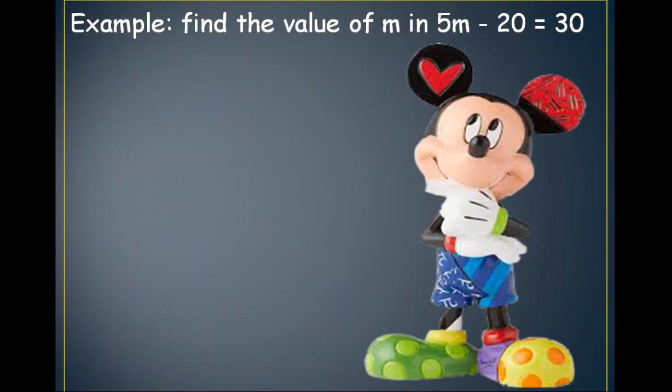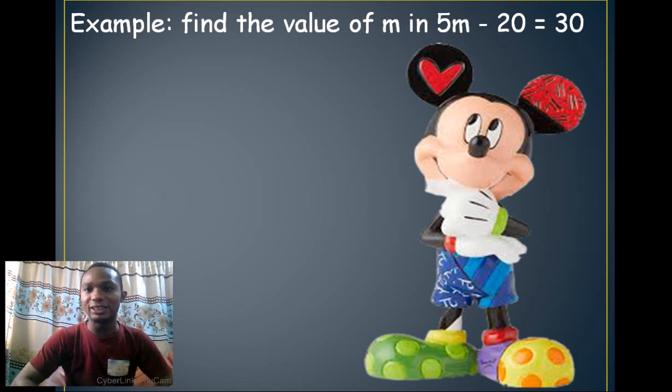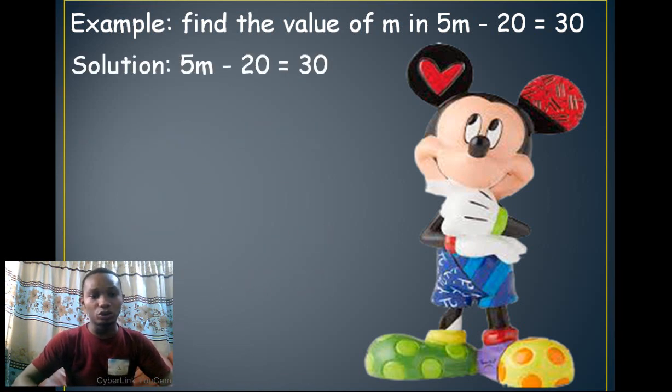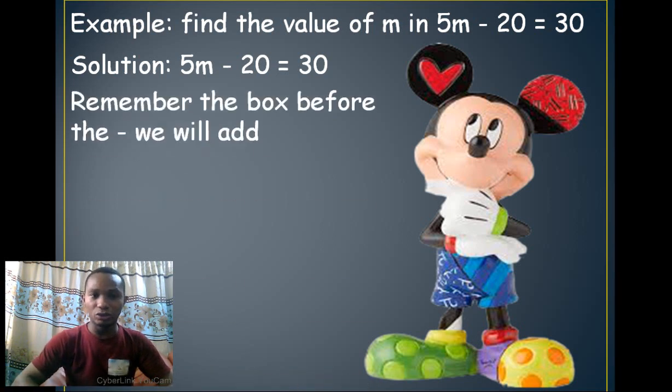Now let's look at another example. Find the value of m in 5m minus 20 is equal to 30. Then we have a solution. 5m minus 20 is equal to 30. Remember the song: the box before the minus, we do what? We will add. That's one of the rules in subtraction. We treated that some weeks ago.